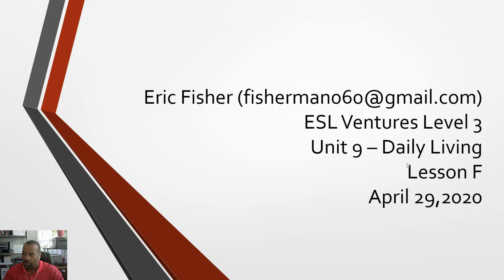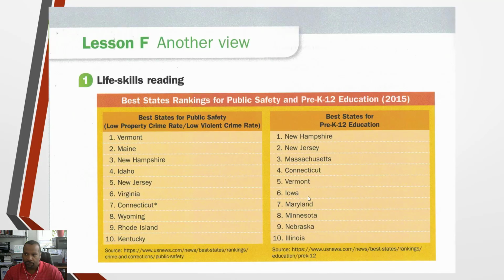We're going to jump into Unit 9, Daily Living, Lesson F, Another View. Life Skills Reading. We're going to look at a chart here, which is the best states ranks for public safety and pre-K through 12 education. The year is 2015. The categories are best states for public safety, low property crime rate, and low violence crime rate. And another category would be best states for pre-K through 12 education.